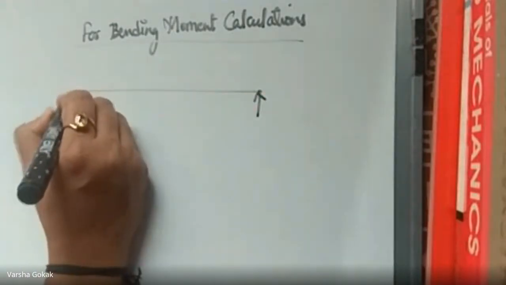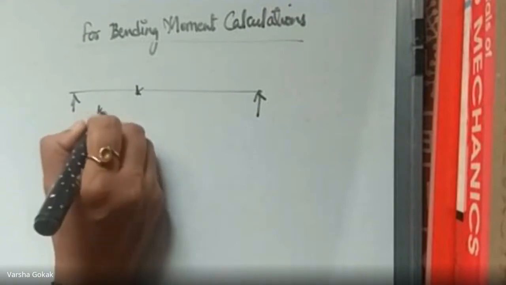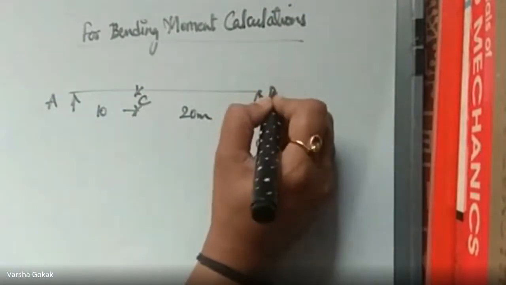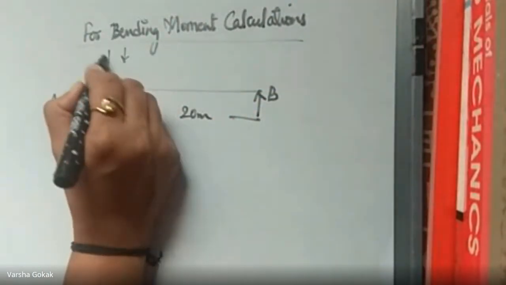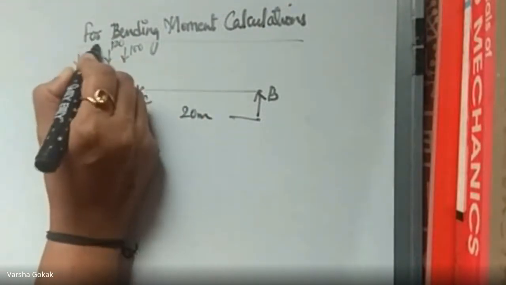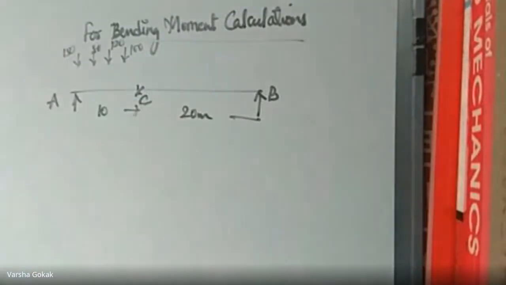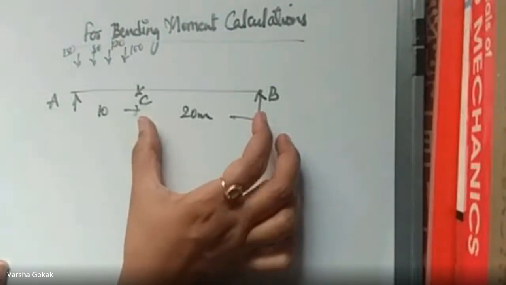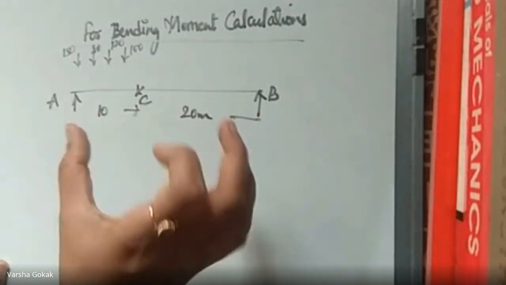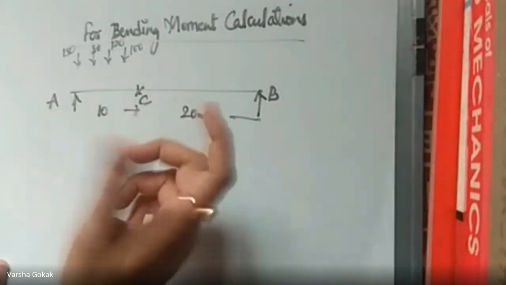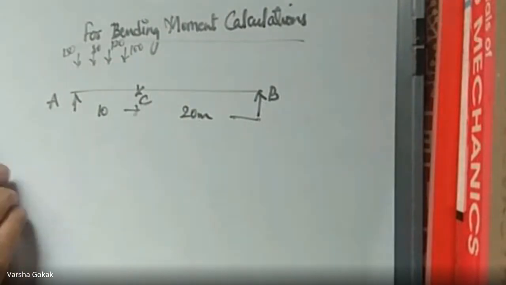This is our beam. I have a point C given to us, which is at 10 meters. The remaining distance is 20 meters. This is C, this is A, this is B. And we have 4 loads, 1, 2, 3, 4, starting with 100, 120, 80 and 150. Now we have to put up a table and get the average load. Average means the average load in the portion AC and in the portion BC. Whichever of AC and BC is higher, for that pattern we will get the maximum bending moment.